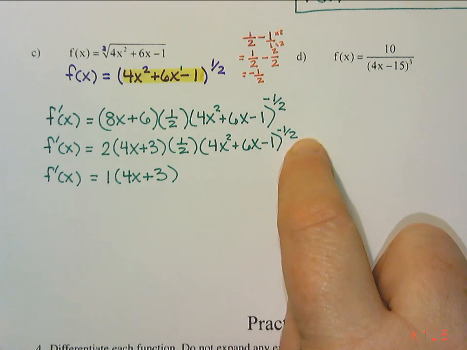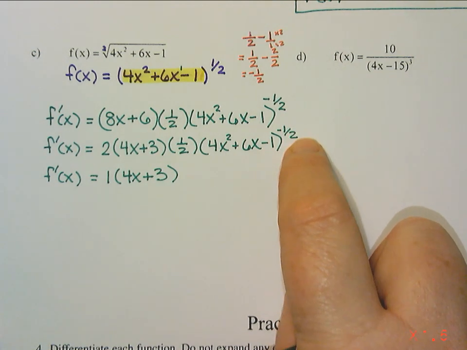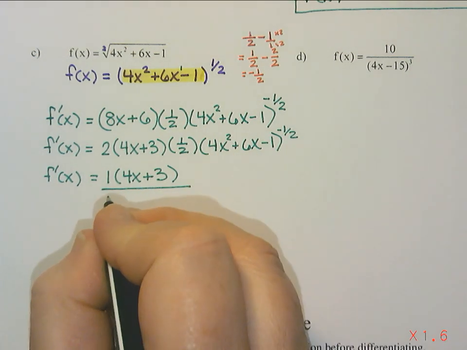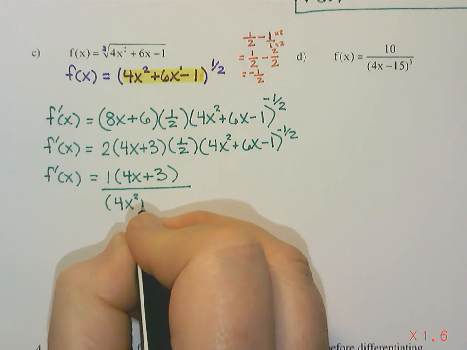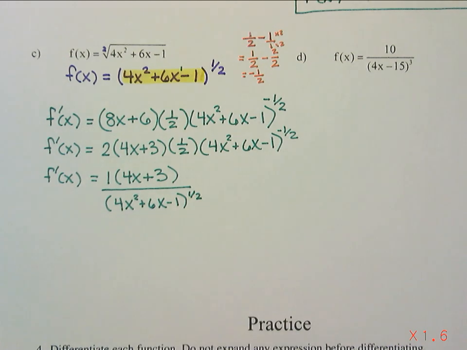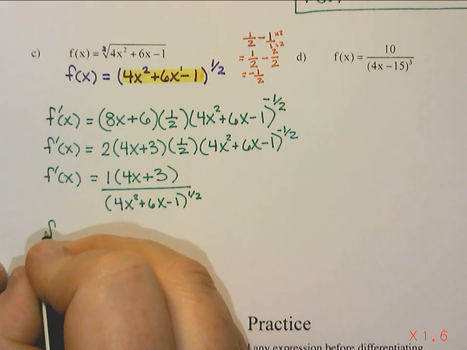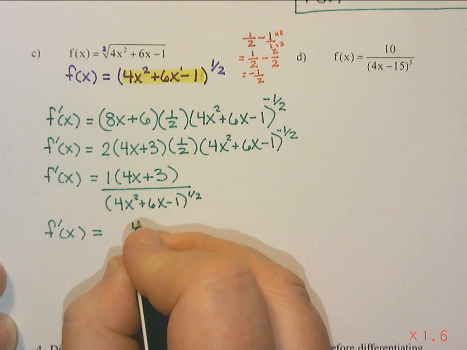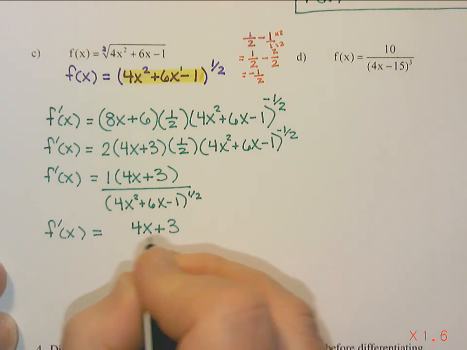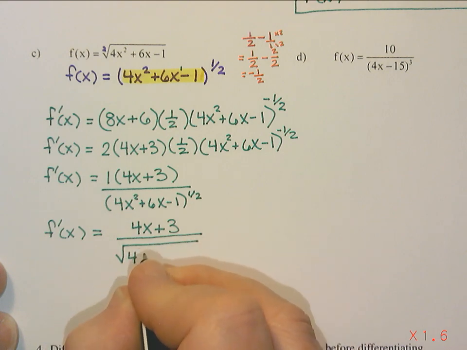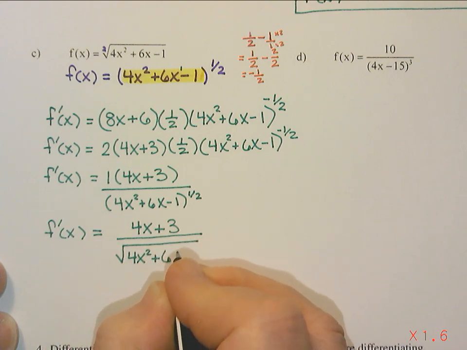Now I'm going to tackle at least the negative part of this exponent. A negative exponent makes a fraction. So it's going to take this bracket and it's going to push it down into the denominator. So this is going to become 4x squared plus 6x minus 1 to the 1/2. So it's not negative anymore, it's just 1/2. And then that 1/2 is square root. So f prime of x is, I don't really need the 1, so I'm just going to say this is 4x plus 3 divided by the square root of 4x squared plus 6x minus 1.